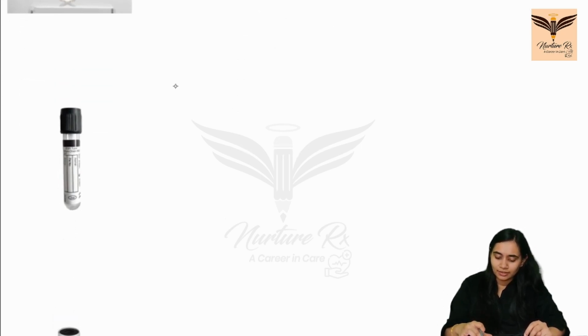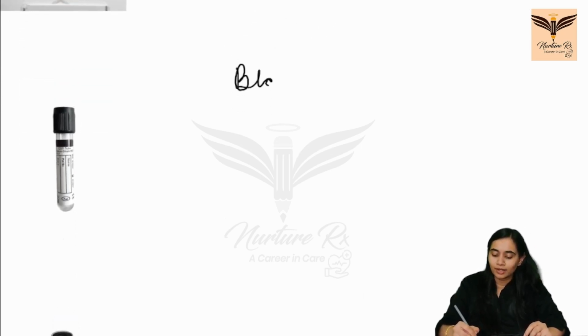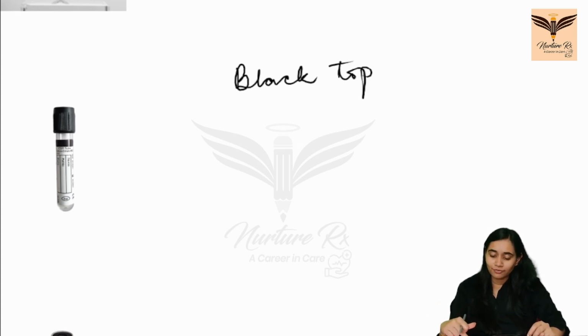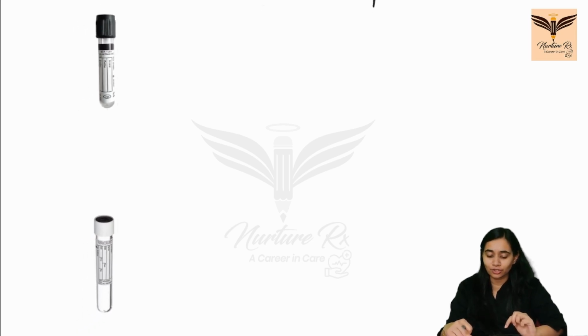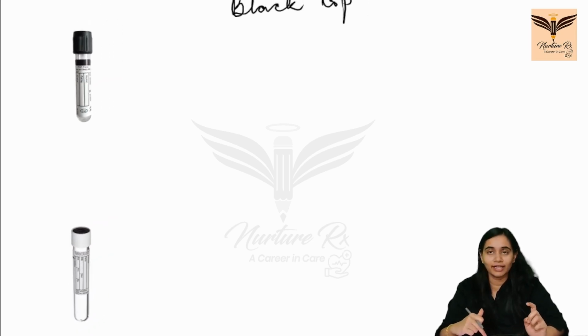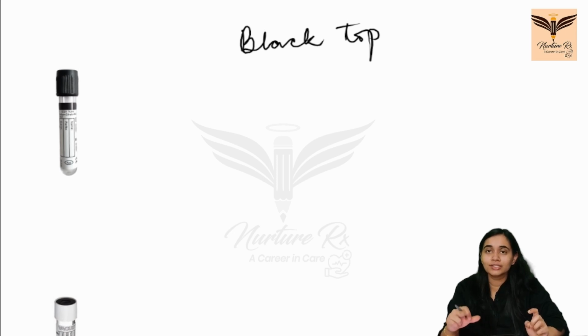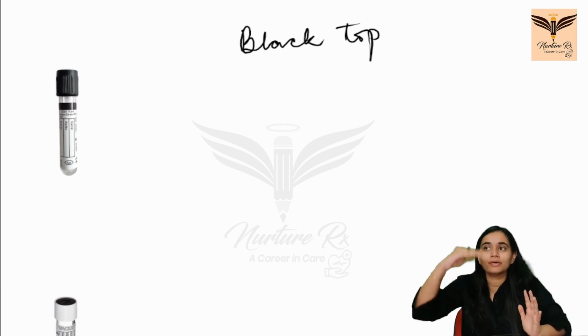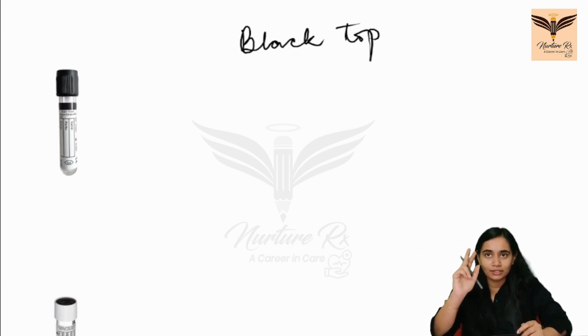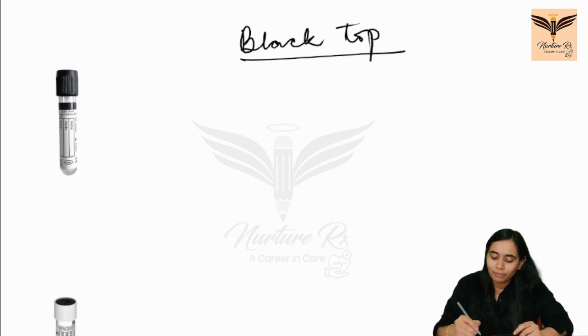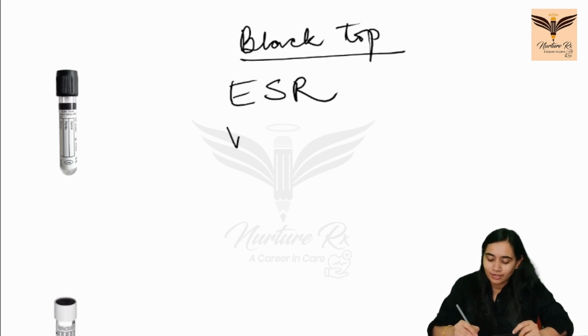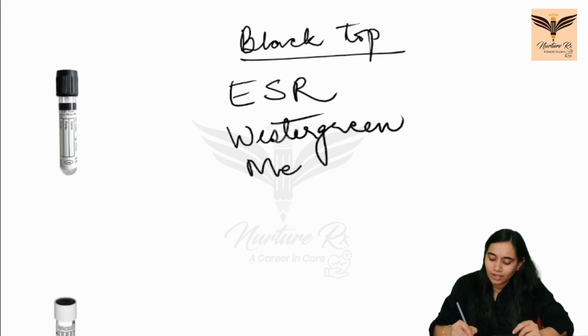Next you can see is the black top. Black top is your golden question. Now we are left with two tubes. As you can see on your screen, this is the black top tube and the white top tube. These are the questions that will put you one step higher than the other candidates if you know the answer. This black top is particularly used for ESR. What type of ESR? The Westergren method, right? You just have to remember this much about this tube.